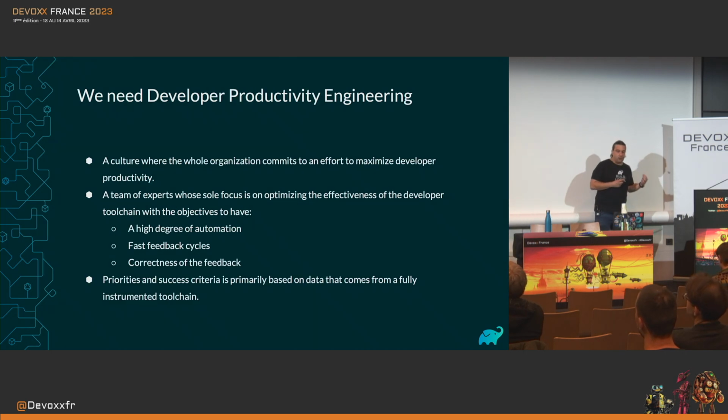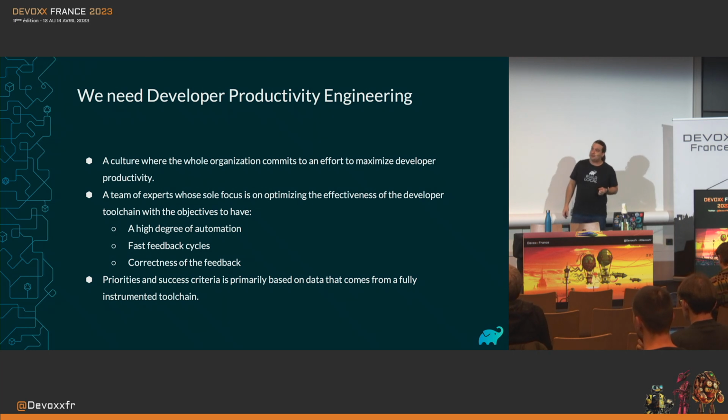We need a culture where the whole organization commits to this effort. And you need a team of experts whose sole focus is optimizing the effectiveness of the developer tool chain. Again, this really underscores a difference between DPE and DevOps, right? DevOps, all automation. DPE is people, right?